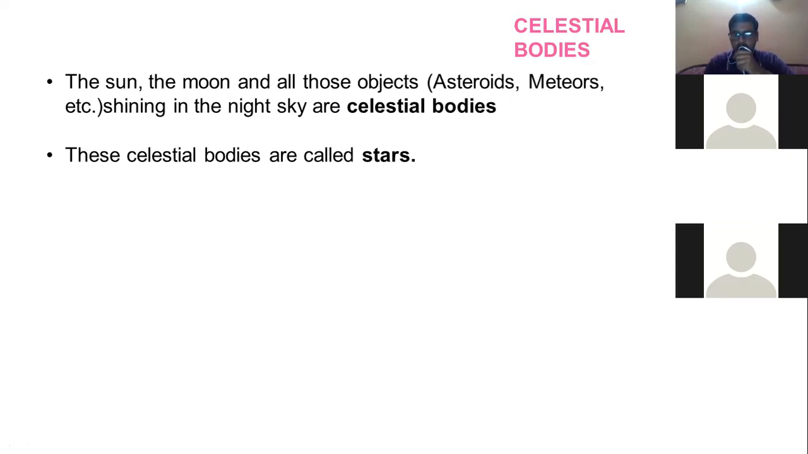The stars are known as celestial bodies, and the sun is not a planet, it's a star. Many authors have reported in books, such as the grade 5 to grade 10 geography books, that the sun is a planet, but the sun is not a planet, it's a celestial body, it's a star.